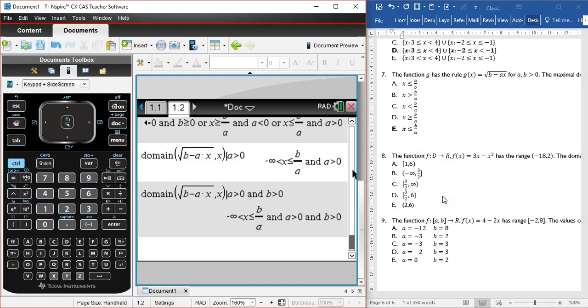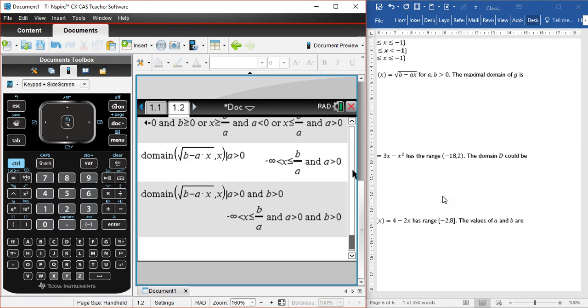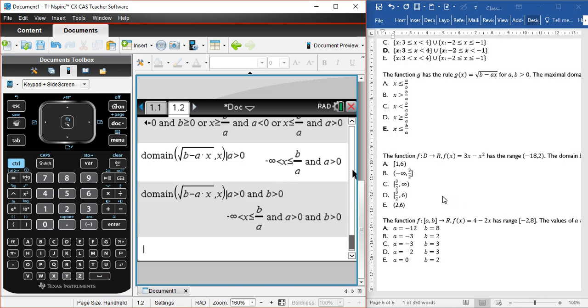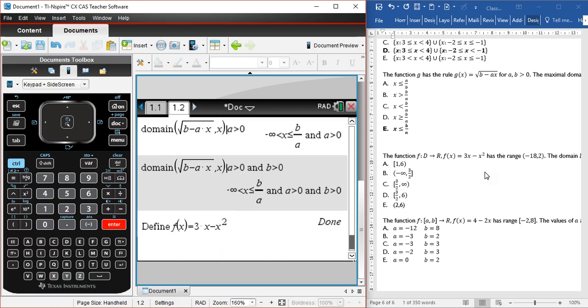Question 8 and 9 give you the range and ask for the domain. The domain could be either of those. A few ways to do it. First of all, just to make life a bit easier, I'm going to define f of x as this function, 3 times x, probably should put an equal sign there, minus x squared. Okay, there's the function.